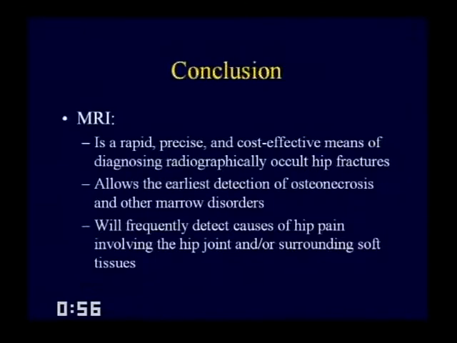So in conclusion, MRI is a rapid, precise, and cost-effective means of diagnosing radiographically occult hip fractures. It allows the earliest detection of osteonecrosis and other marrow disorders, and it will frequently detect cases of hip pain involving the hip joint or surrounding soft tissues.